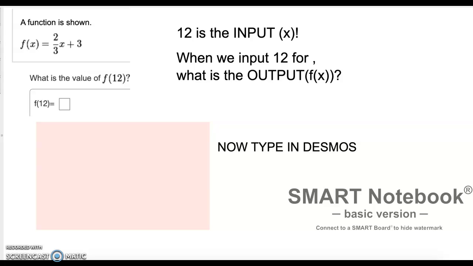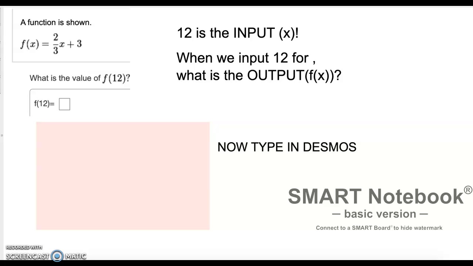All right, this problem says a function is shown, and then they give us our function. It says f of x equals 2/3 x plus 3. What is the value of f of 12? So remember, f of x, that is our function notation. F of x is the output, and it represents the variable y.